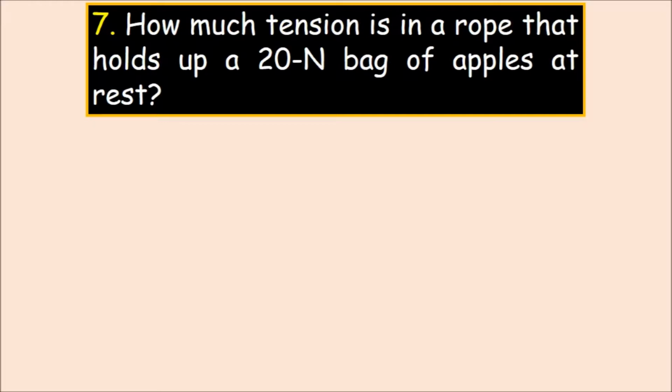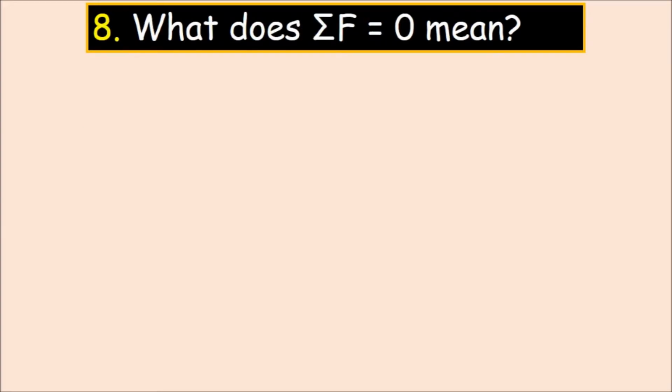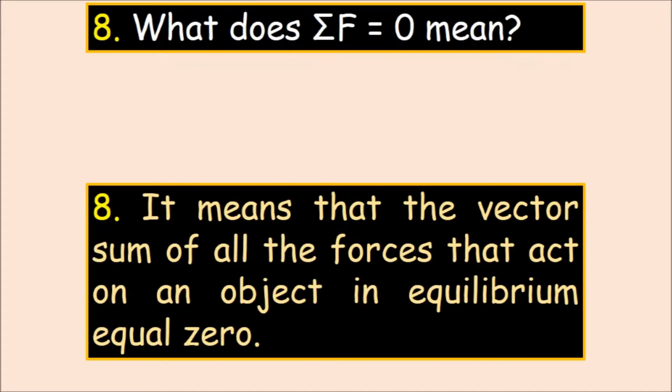How much tension is in a rope that holds up a 20 newton bag of apples at rest? Well, it would be 20 newtons. Remember, the tension is defined as the force within a cord. There's a cord, and the force in the cord is called the tension. What does sigma F equals 0 mean? It means the sum of the forces equals 0. The sum of all forces equals 0. And in this case, that's going to be mechanical equilibrium. It means that the vector sum of all forces that act on an object in equilibrium equals 0. So that would be the definition of mechanical equilibrium, either static or dynamic.